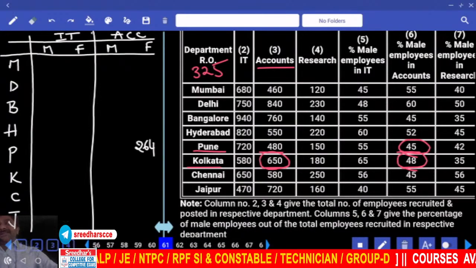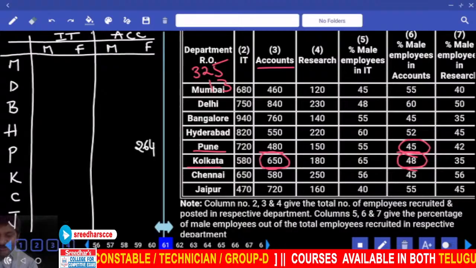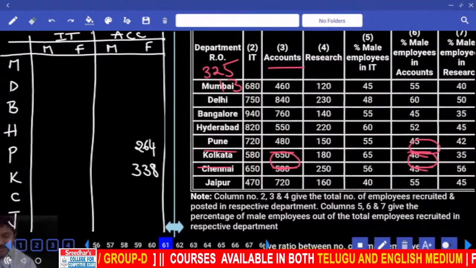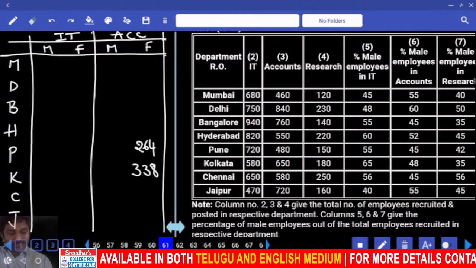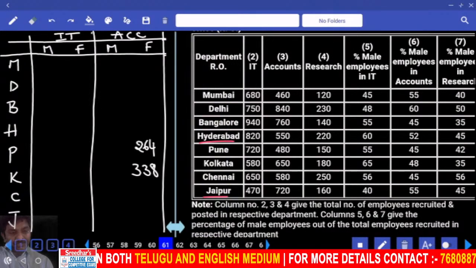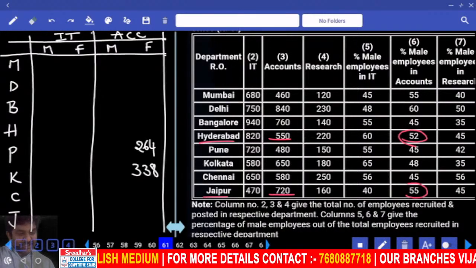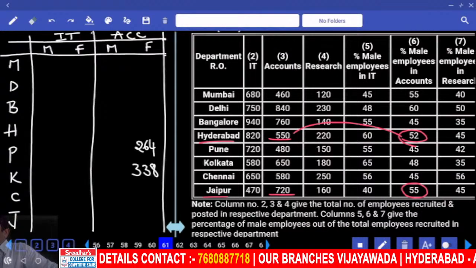650 is 325. 1% is 6.5, 2% is 13. If we add 13, 338. Correct? Okay. Then Hyderabad, Jaipur, accounts, male percentage, direct male we need, correct? 52% of 550.